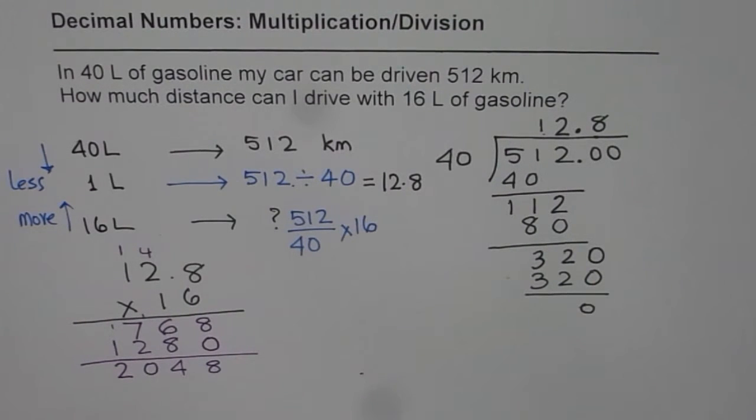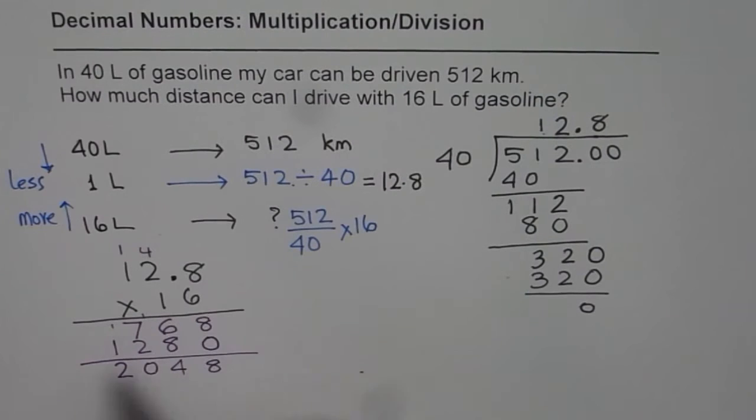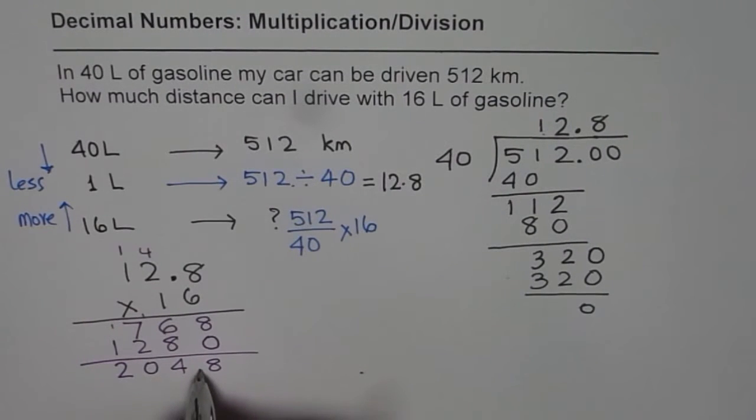Now we should take care of decimals. Now we had 12.8. How many numbers are after decimal? One number, just one number. So we'll put decimal after one number. We get 204.8 as our answer. Do you see that? Is it right or wrong?